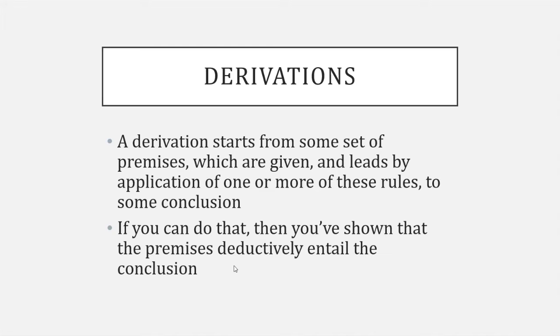Okay, so a derivation starts from the following. It starts from some set of premises which are given. So every derivation that you do in the class, you'll have some set of premises. And those premises lead, hopefully, by application of one or more rules to the conclusion. And if you've done that, you've finished your derivation. So the derivation just starts off from the premises, gets to the conclusion, and then you're done.